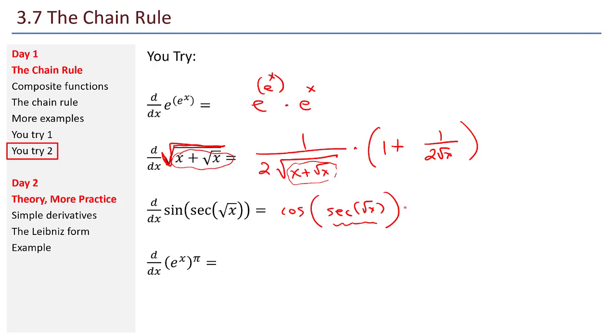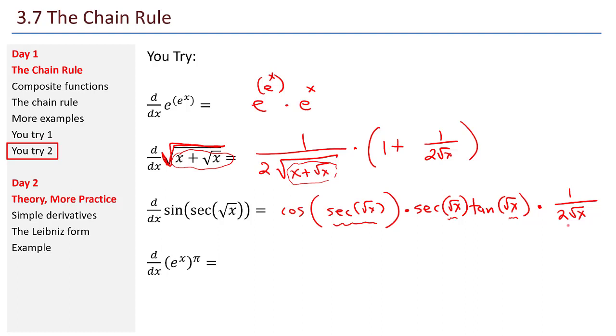Then let's take the derivative of that, times the derivative of secant, which is secant tangent. So secant square root of x tangent square root of x times, now this inside function, it's a little bit weird, right? It appears in 2 places. And I take the derivative of square root, and I get 1 over twice the square root of x.